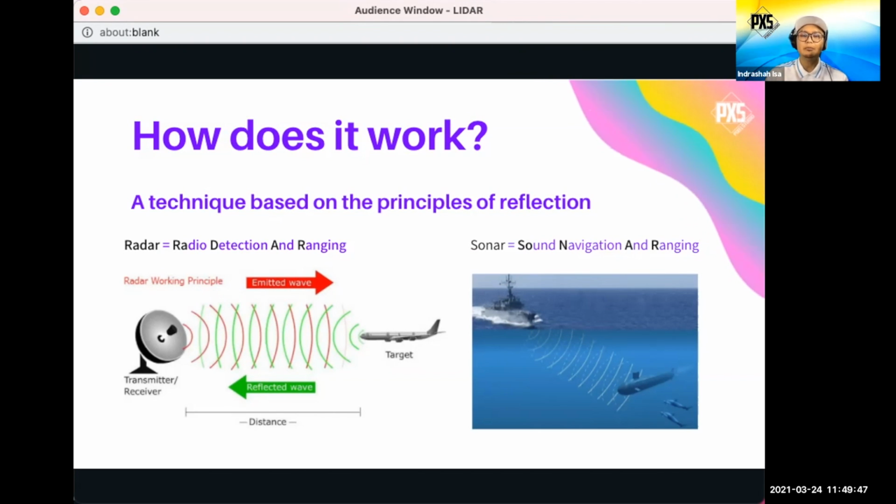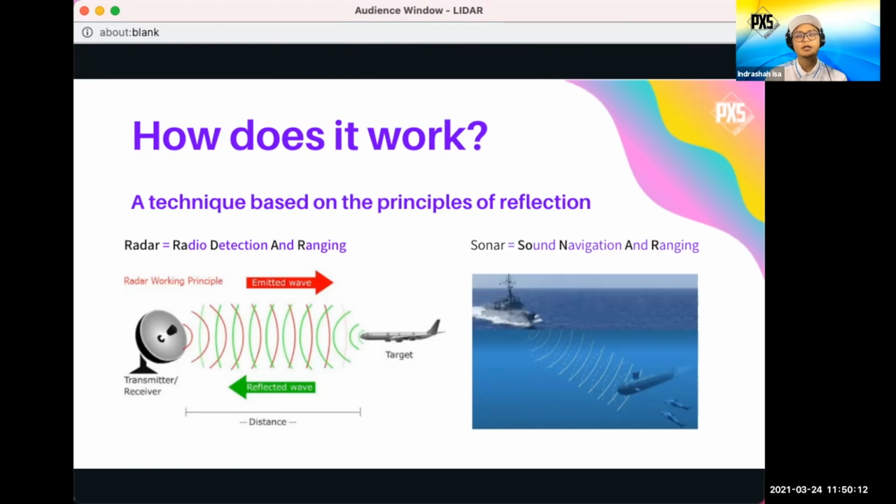For radar, you emit a radio wave, or a sound wave for sonar. And when it hits an object or surface, it will reflect back to the source. By measuring the time of return, you can determine the distance, range, velocity, size, etc. As you can see in the two diagrams here, the radar is used to detect the airplane, right? And the ship uses the sonar to detect the submarine.